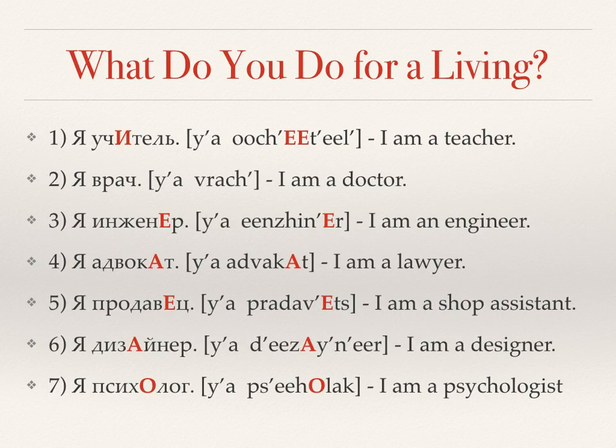What do you do for a living? The construction is very close to the English one when we need to say what we do for a living. Except the verb to be, it's omitted. Moreover, in Russian, there are no articles. Number 1. Я учитель. I am a teacher. Number 2. Я врач. I am a doctor. Number 3. Я инженер. I'm an engineer.